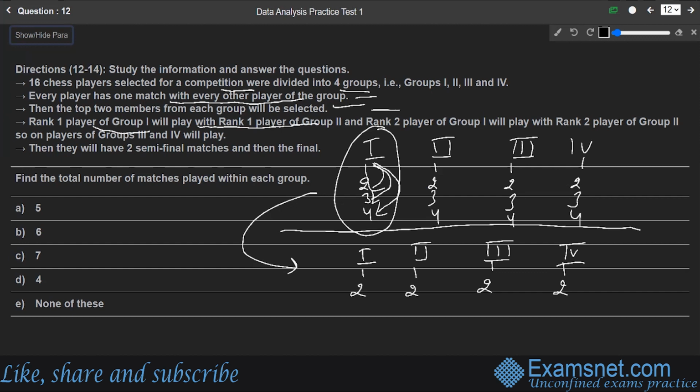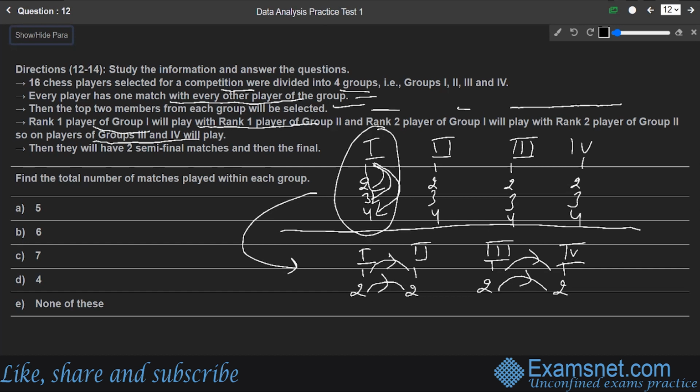Rank 2 player of group 1 will play with rank 2 player of group 2. So on, players of group 3 and 4 will play. So that's what he's saying: rank 1 will play with rank 1, and 2 will play with 2. Okay, these are the matches conducted.